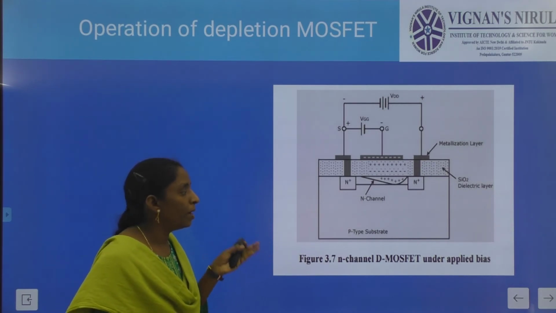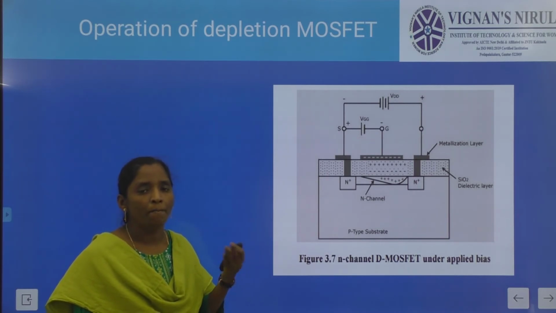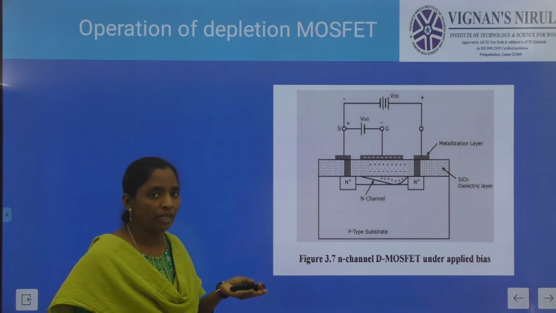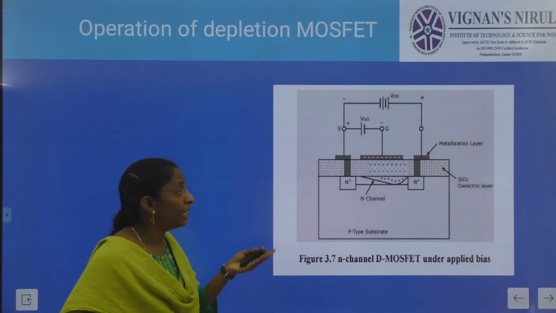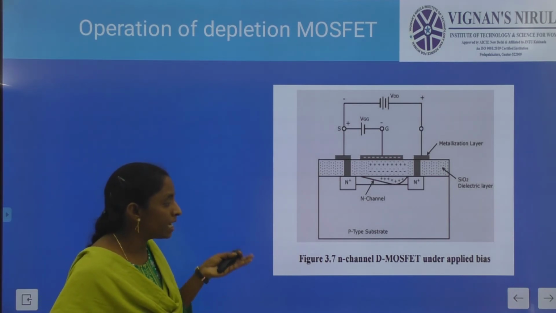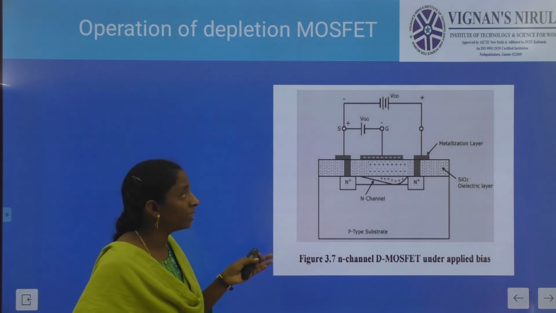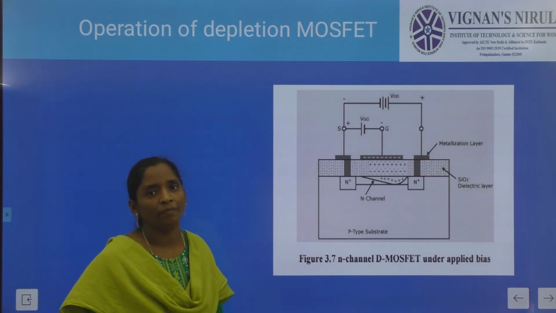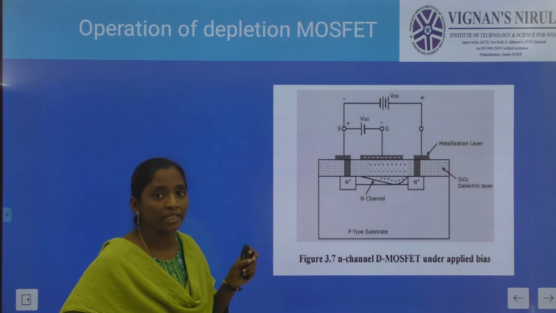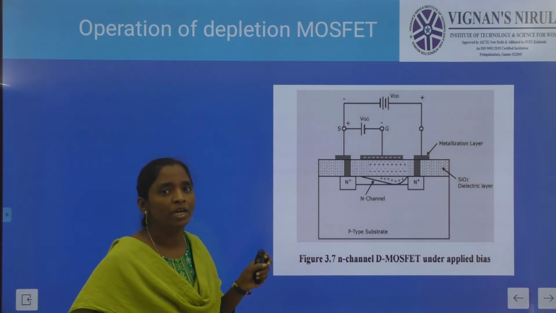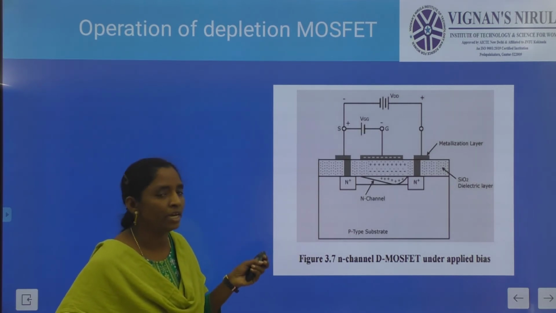So the principle behind this depletion mode is that by the application of an electric field, the majority charge carriers will reduce. The depletion MOSFET can also act as an enhancement mode by applying positive voltage to the gate. If you apply like that, then the MOSFET will operate in dual mode. Dual means it operates in depletion mode as well as in enhancement mode.